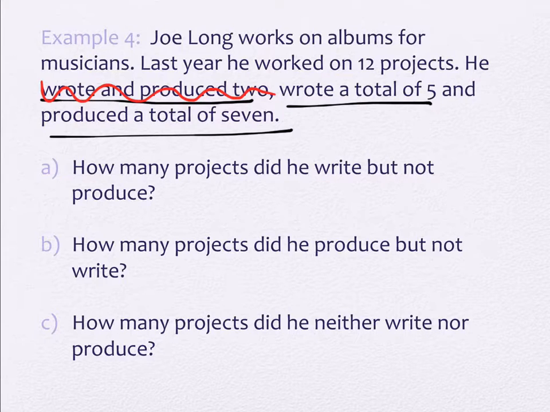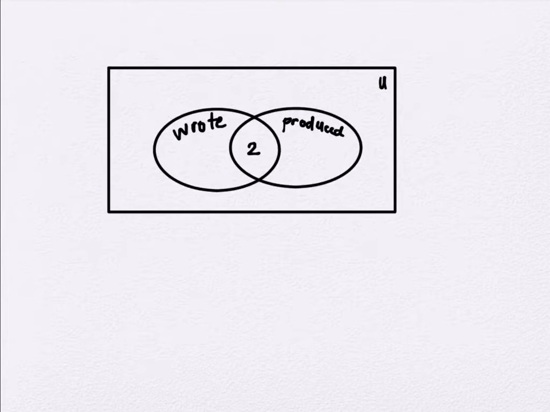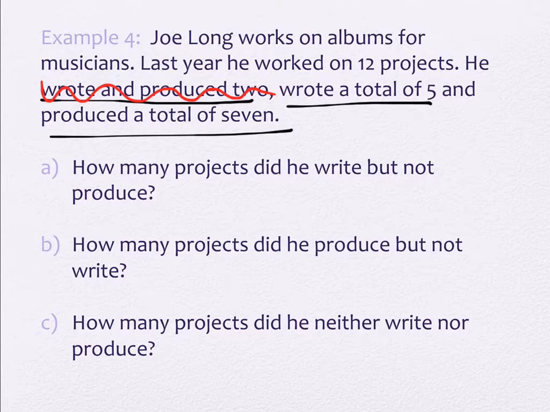All right, let's go to the next one. It says wrote 5. He wrote 5. What number am I going to put in the outside of the wrote circle? 3. Why not 5? I already have 2 in the middle there that already count as 2 of them that he wrote. So we just need to make sure that whole circle equals 5, and now it will. All right, so this one's done.